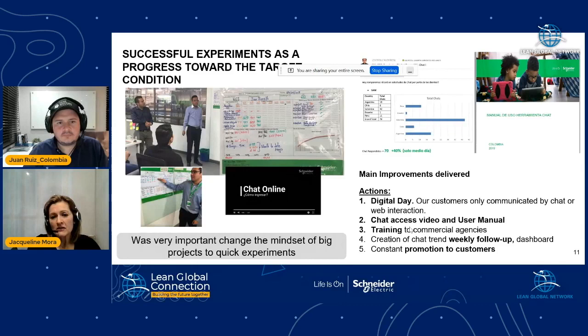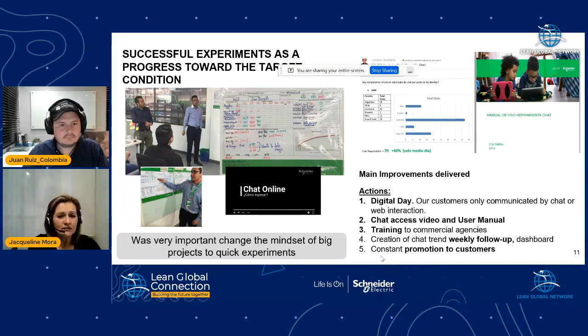The second experiment was about the access to chat, where we create a video as a user manual, and we train our commercial people, because a commercial or a front sales person is the first promotion for the tool. For sure, we need to create accountability and governance about process. So we clean our dashboard, and we apply a practical dashboard in our CRM in order to control variables like chat volume and missing chat.